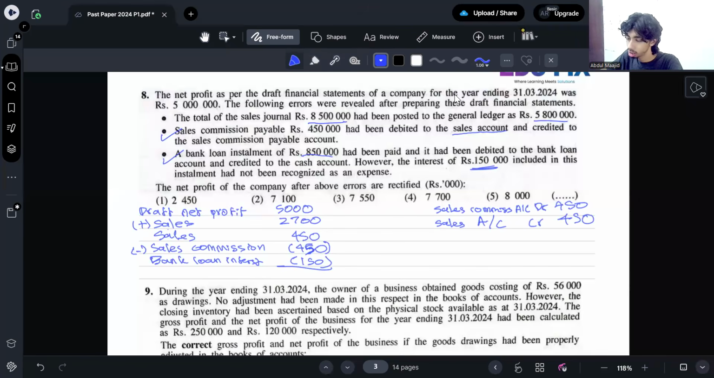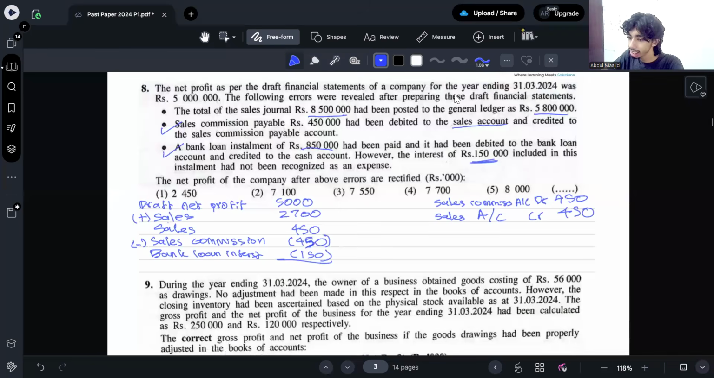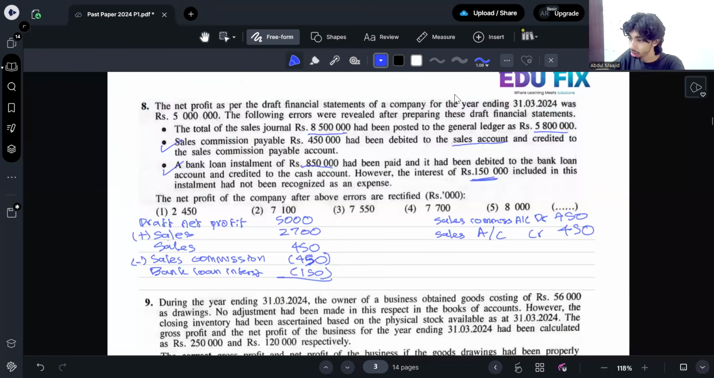Okay. Here, why did I add and minus? First of all, did you understand this part? How I corrected that error? Is that clear? Sales commission account debit 450, sales credit 450.